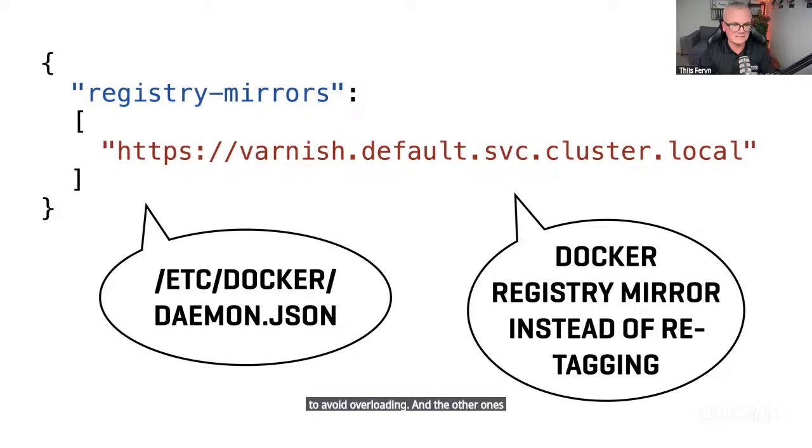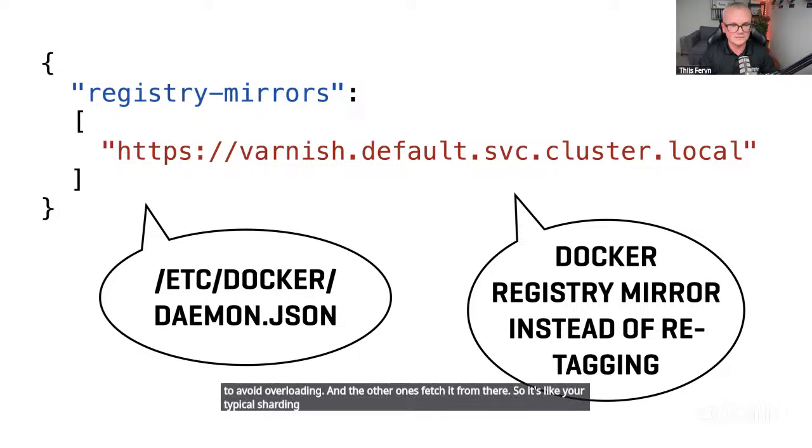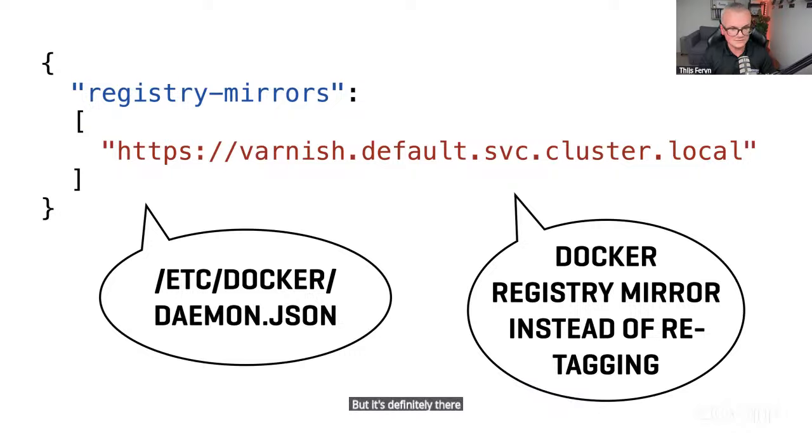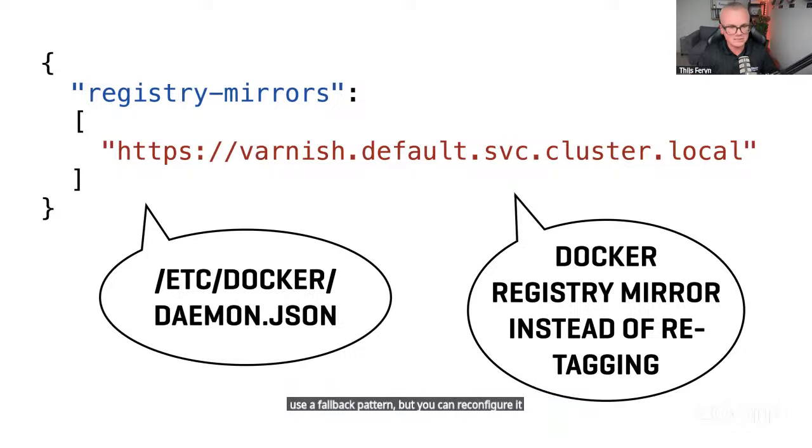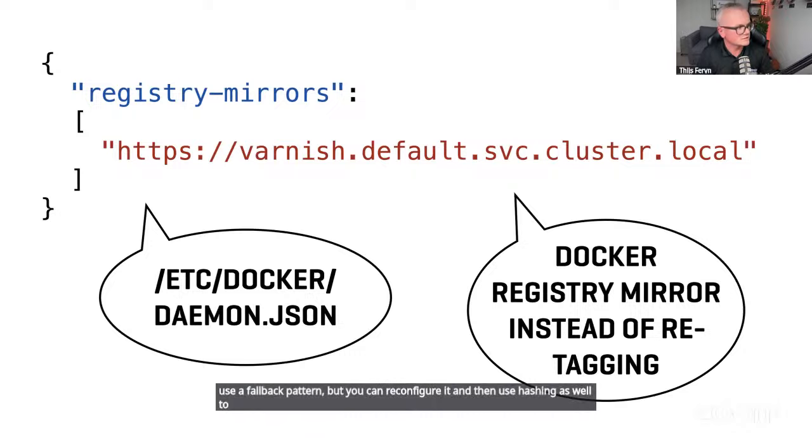So it's like your typical sharding story where content automatically gets distributed and you could choose how many replicas it has. I'm not sure to what extent all of these capabilities are exposed in the YAML file, but it's definitely there. We have it. And out of the box, we use fallback mechanisms. If you deploy multiple registries under a single key name, it will use a fallback pattern, but you can reconfigure it and then use hashing as well to have HA and clustering.